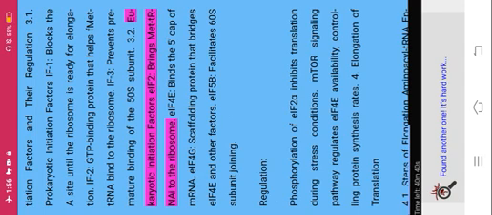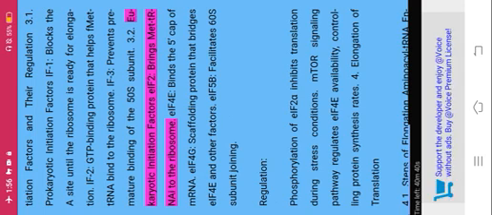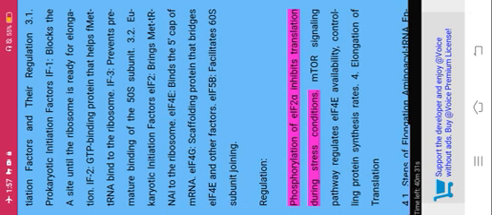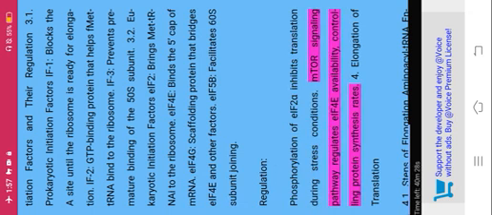3.2. Eukaryotic initiation factors. eIF2 brings Met-tRNA to the ribosome. eIF4E binds the 5' cap of mRNA. eIF4G is a scaffolding protein that bridges eIF4E and other factors. eIF5B facilitates 60S subunit joining. Regulation. Phosphorylation of eIF2 alpha inhibits translation during stress conditions. The mTOR signaling pathway regulates eIF4E availability, controlling protein synthesis rates.